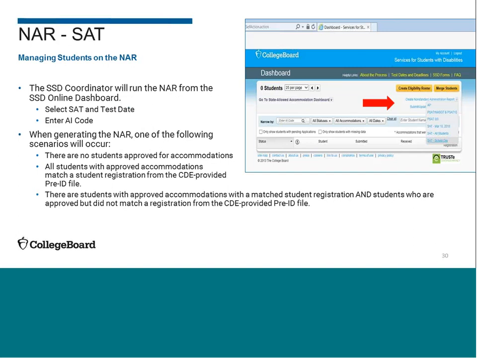To run the NAR, and this is true for any of the assessments, you're going to go to the SSD online system, and so this is typically going to be your SSD coordinator. We'll log into SSD Online and choose to create the non-standard administration report. When that's chosen, the list will pop up asking the SSD coordinator to select the assessment as well as the test date. And so for SAT, you can see there's an example here of SAT school day. For PSAT, it's broken out separately.